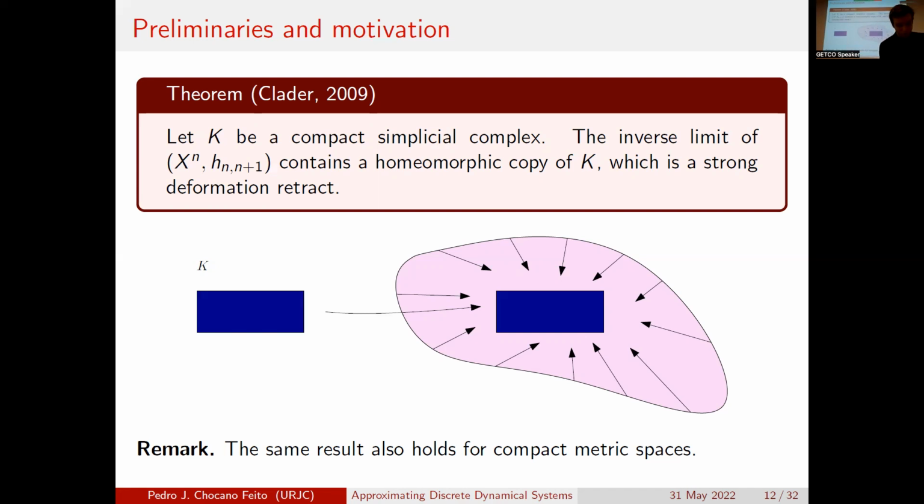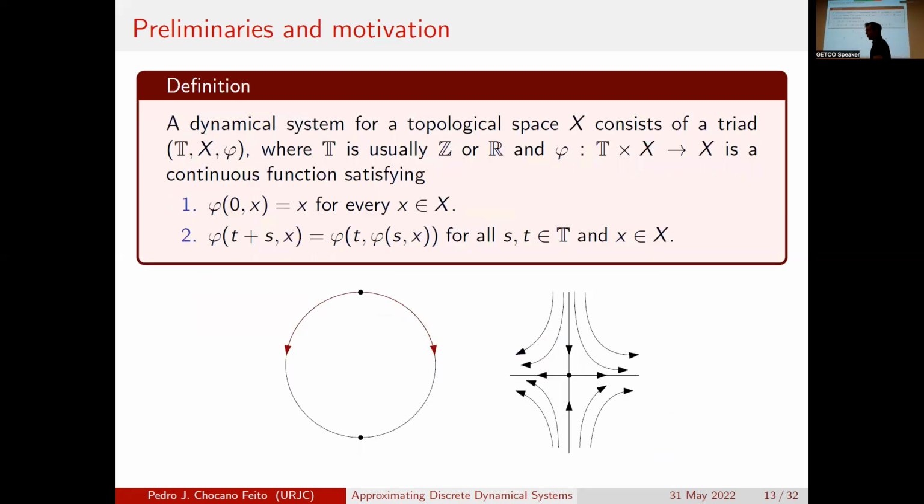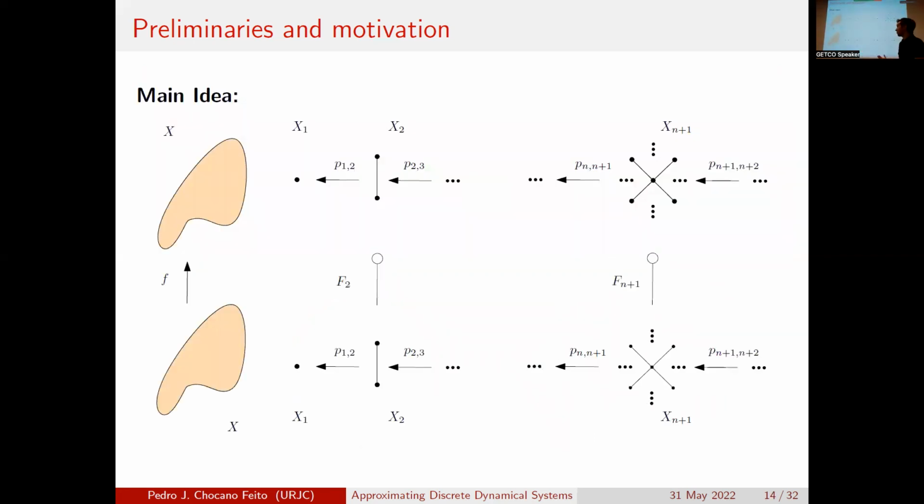Now we have almost all the ingredients to start with the main topic of this talk. Here we have the definition of a dynamical system. It's a well-known definition, so I will not spend too much time on it. But now what I would like to show you is the main goal of this work. A picture is worth 1,000 words. So this is our main goal. Let us assume that we have here a simplicial complex and we have a homeomorphism. This is a discrete dynamical system.